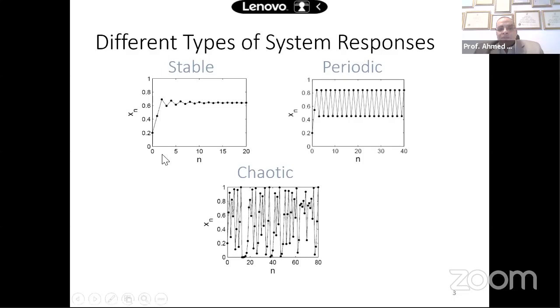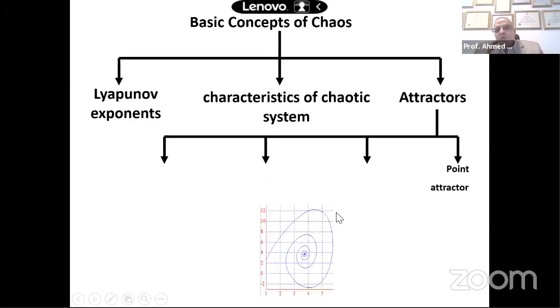There are different types of responses, as we know. There is stable behavior, when the output becomes a steady state after the transient response. There is a periodic signal like sine, cosine, or two points in the discrete form. And then there is the chaotic behavior, which is bounded between two values, and we cannot predict the value with time.